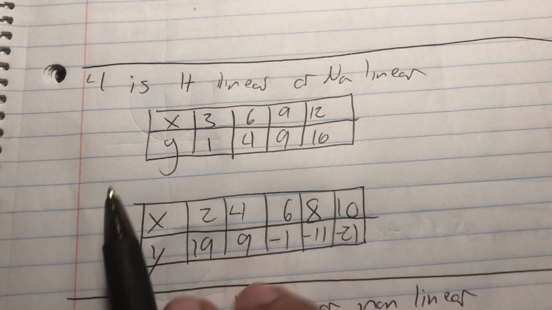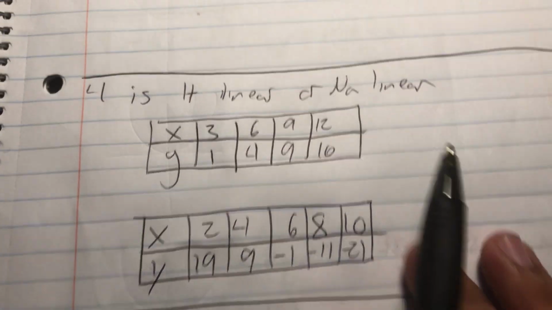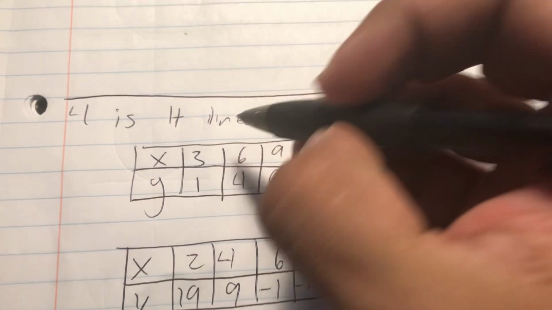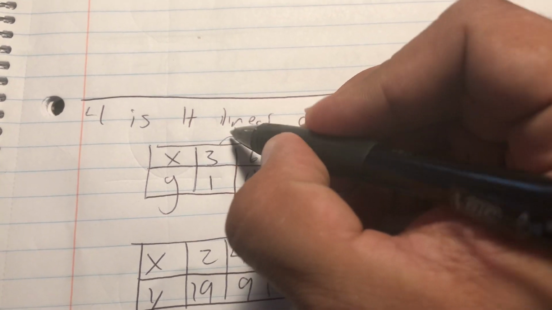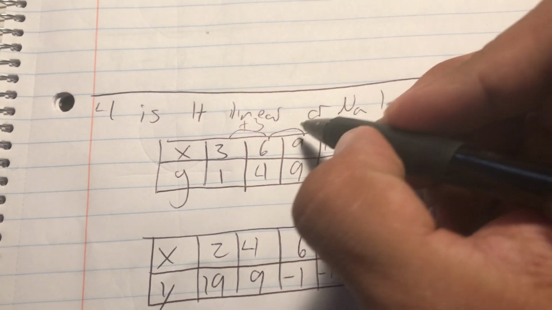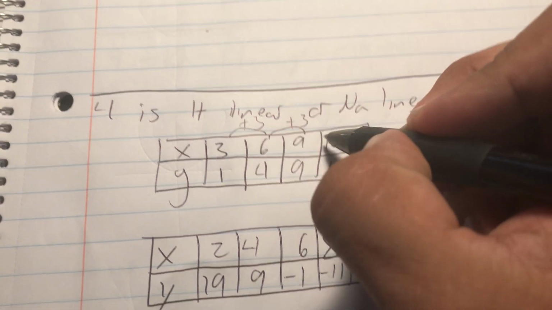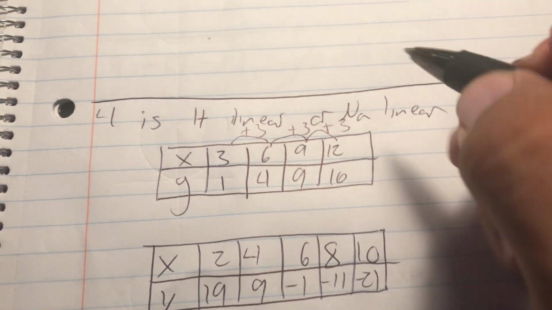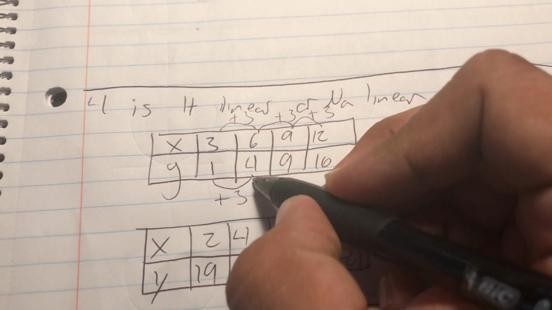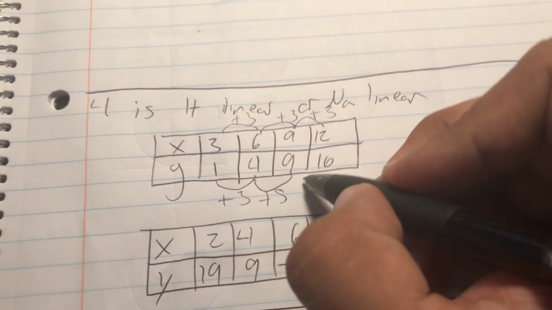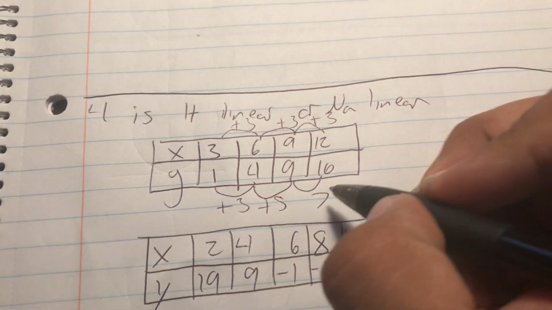And I gave you a chart. So I have one that's linear and one that's non-linear. We'll see which one's which. So you're checking this right here. How did the 3 turn into 6? You added 3, right? Then how did the 6 turn into a 9? You added 3. How did the 9 turn into a 12? You added 3. Now down here, you added 3, and then you added 5, and then you added 7.